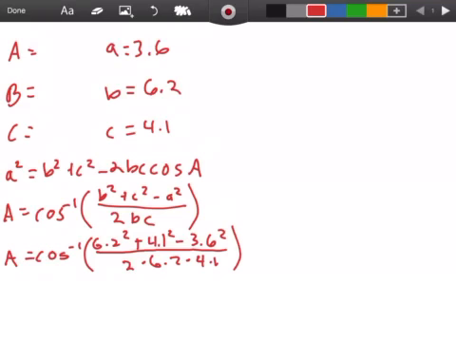I'm doing 6.2 squared plus 4.1 squared minus 3.6 squared. So I get that the numerator up here is 42.29. Then I'm going to divide by the product of 2, 6.2, and 4.1. To get inside this inverse cosine, rounded, 0.832. So I take the inverse cosine of all of this and get that angle A is 33.7 degrees.